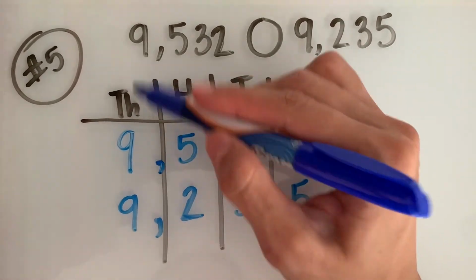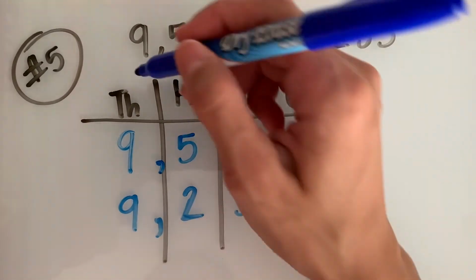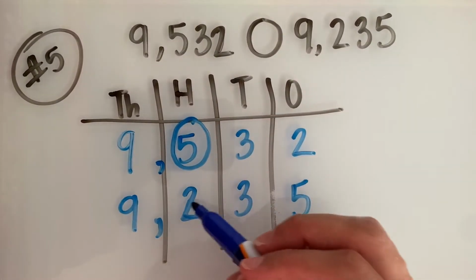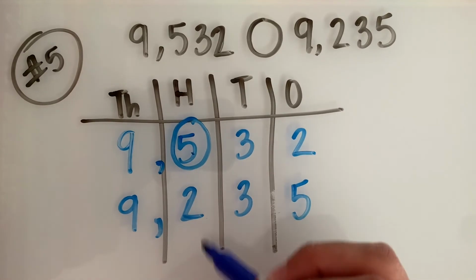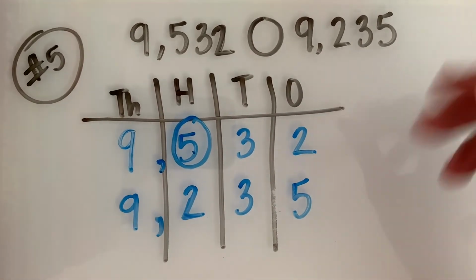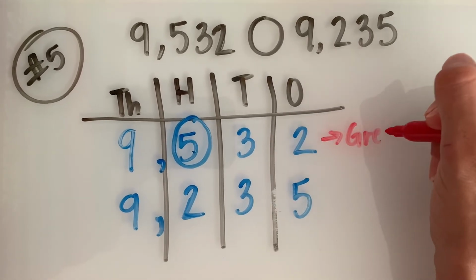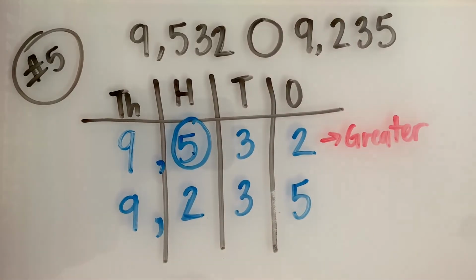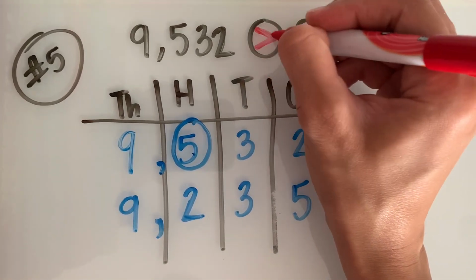I'm going to start in my thousands place. They're the same, so I move on to my hundreds. And I see that the 5 is bigger than the 2. Remember, this stands for 500, which is bigger than 200. So I can stop comparing the numbers from there because I know 500 is greater than 200. Therefore, 9,532 is greater than 9,235.